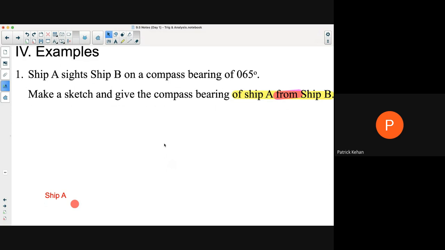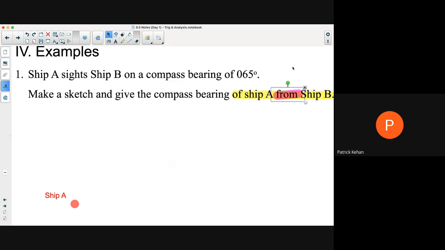So ship A sights ship B on a compass bearing of 065 degrees. Make a sketch and give the compass bearing of ship A from ship B. Now it's critical you read this correctly. So in other words, we're looking at, what bearing starting from the north line of ship B do we take to get to ship A, right?